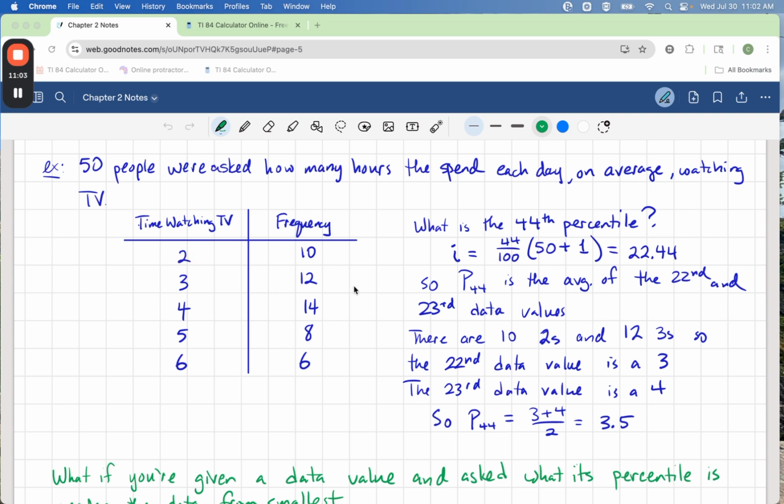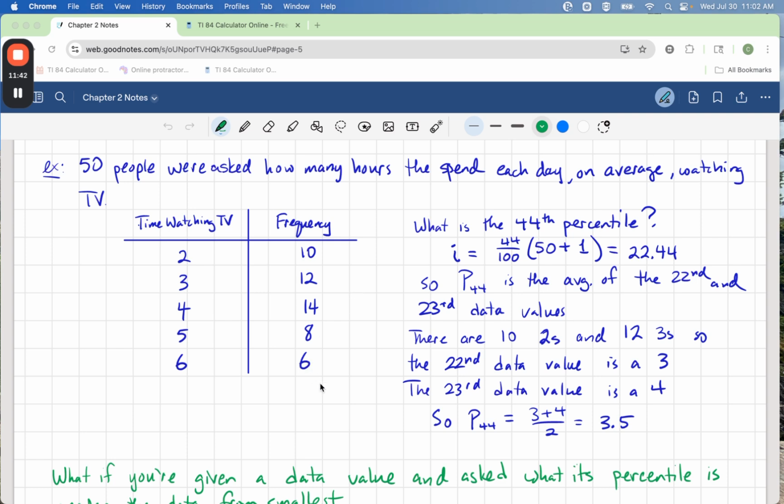Then you'd have 12 3s. So I'd have 2, 2, 2, 2, 2, 2, 2, 10 times. 3, 3, 3, 3, 3, 3, 3, 12 times. So the 22nd data value is a 3. The 23rd data value goes to a 4, right? Because the 23rd, it looks like in the next 14 values are going to be 4s. So we take the average of 3 and 4, and we find the 44th percentile is going to be 3.5. That means 44% of the data values are below 3.5, and 56% of the data values are above 3.5.